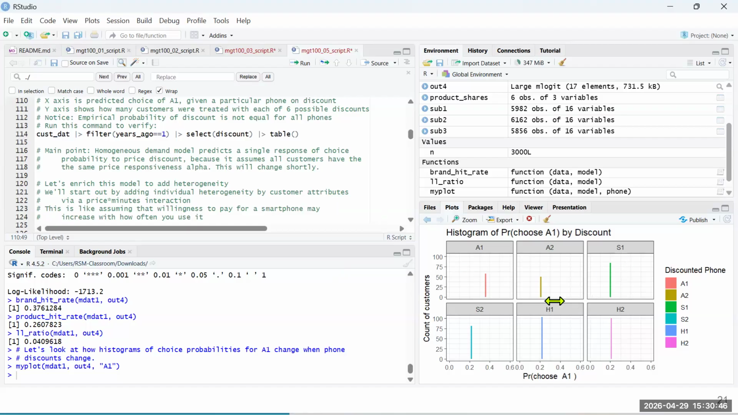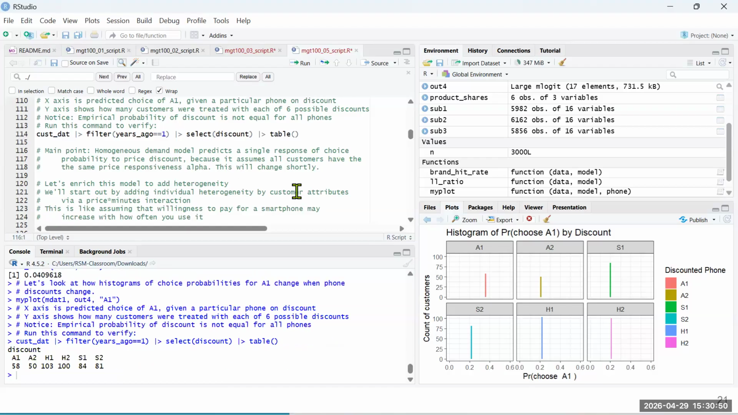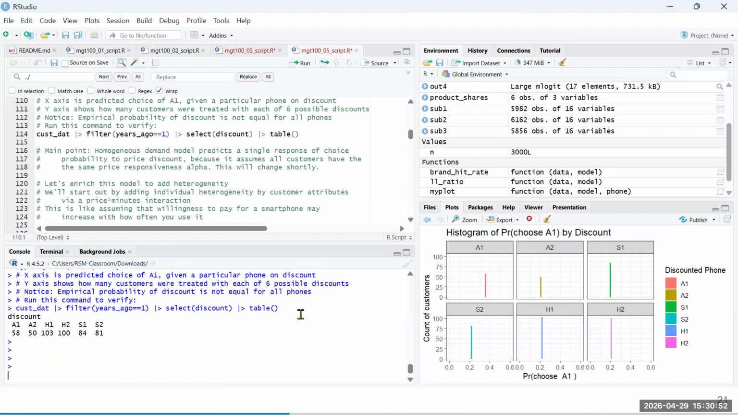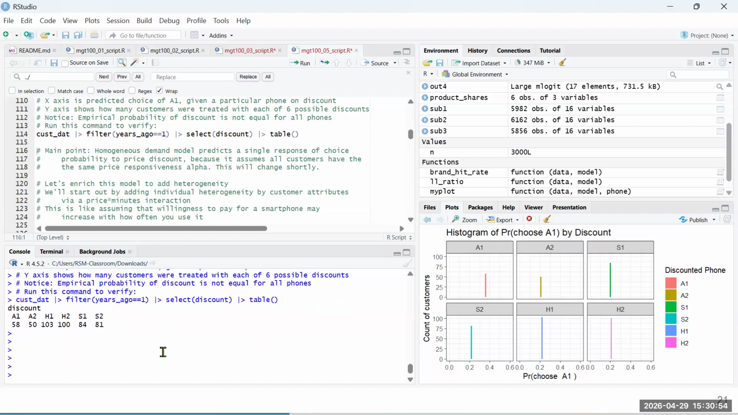And the reason that these bars currently have different heights is that the discount frequency is not the same for all 6 phones. Like you can see, Apple phones were discounted less than Huawei and Samsung phones. So that's why you see higher bars for Samsung and Huawei, is there are more discounts in the market. Okay.